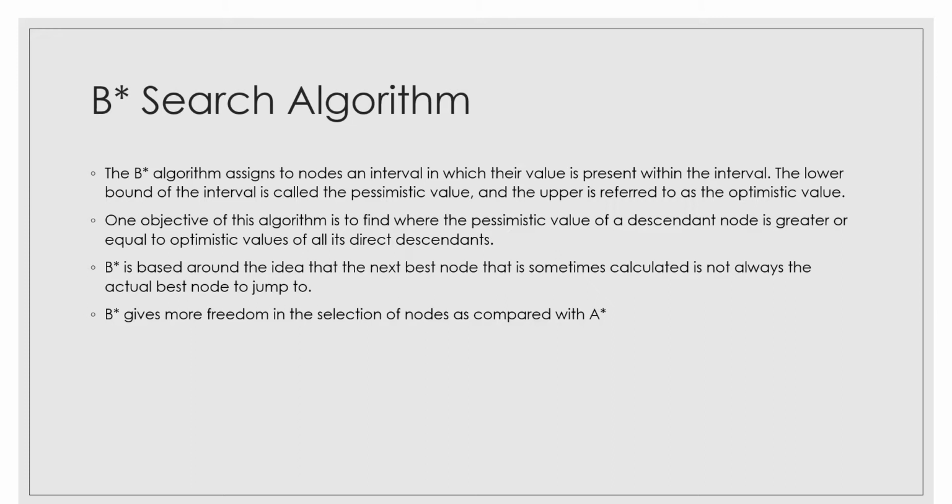And this algorithm is based around the idea that the next best node that is calculated is not always the actual best node to jump to. Since it's taking into account ranges or intervals, it's making a different decision as compared to when you just have the concrete f of n value. Like in the other examples where it might not know where an obstacle is, at the time it thinks a certain way is the right path, but by using an interval you can circumvent some of that, where even though the f of n is the best, it might not actually be the best way to move throughout the graph.